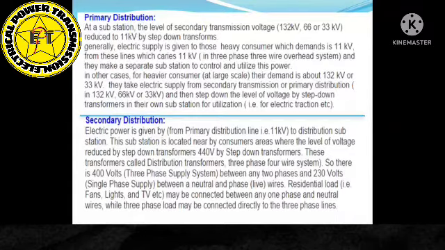Now there is a primary distribution at a substation. The level of secondary transmission voltage 132, 66 or 33 is reduced to 11 kV by step down transformers. So generally electric supply is given to those heavy consumers whose demand is 11 kV. You remember that 11 kV is not only for distribution of power and for domestic uses, even the heavy consumers, the smaller cottage industries may demand 11 kV power supply directly. Then they have their own distribution system.